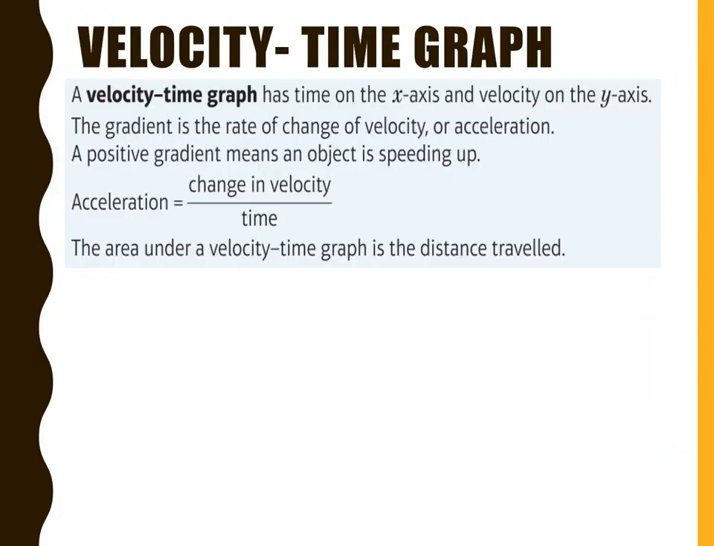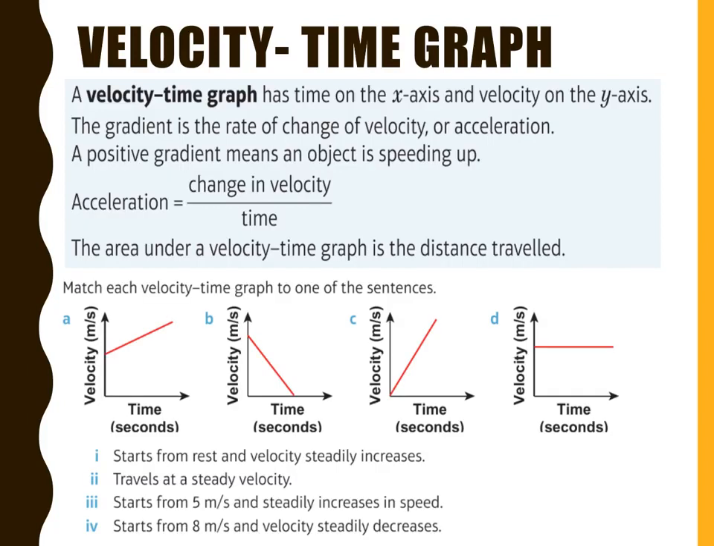Velocity time graph is another example of a graph. It has time on the x-axis and velocity on the y-axis. The gradient is the rate of change of velocity, or acceleration. A positive gradient means an object is speeding up. Acceleration is a change in velocity over time. The area under a velocity time graph is the distance traveled. So I'm going to explain that with an example.